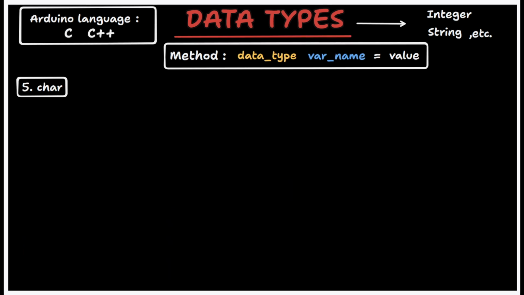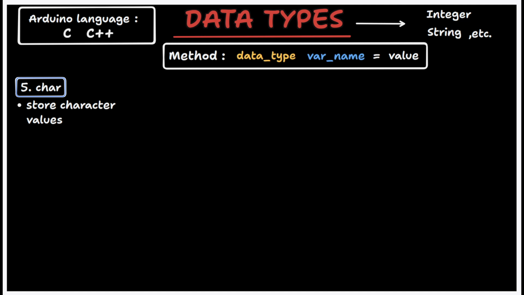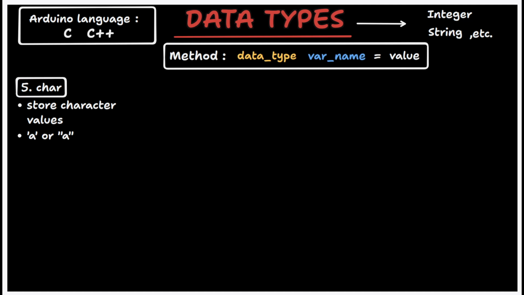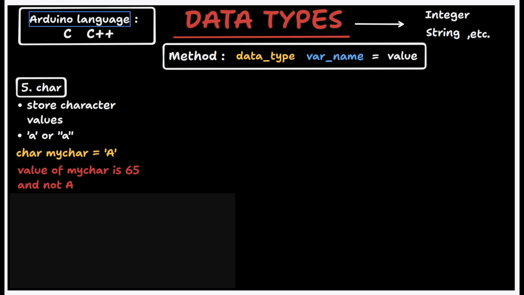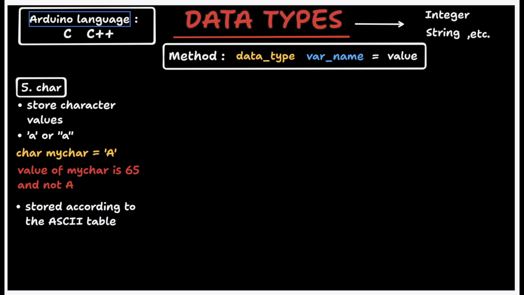Number 5. Char. It is used to store character values. Here, single quotes are used to store the character, like char myChar equals 'A'. Here, char is the keyword, myChar is the variable we have created, and A is the character assigned. Now, the value stored in the variable myChar is 65 and not A. This is because the characters are stored by their respective number as per the ASCII table. In this table, each character, including white space, has got a numeric value. Here you can find a unique number for each character.